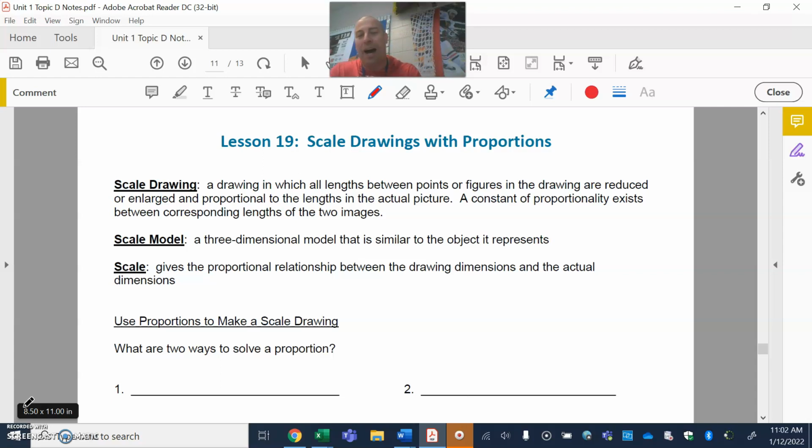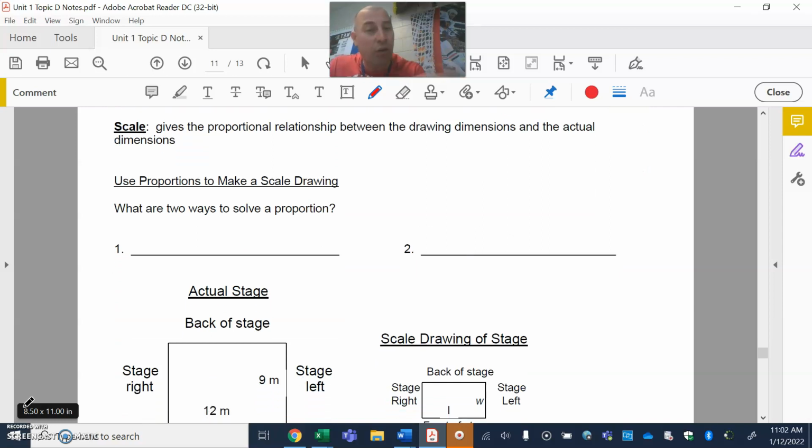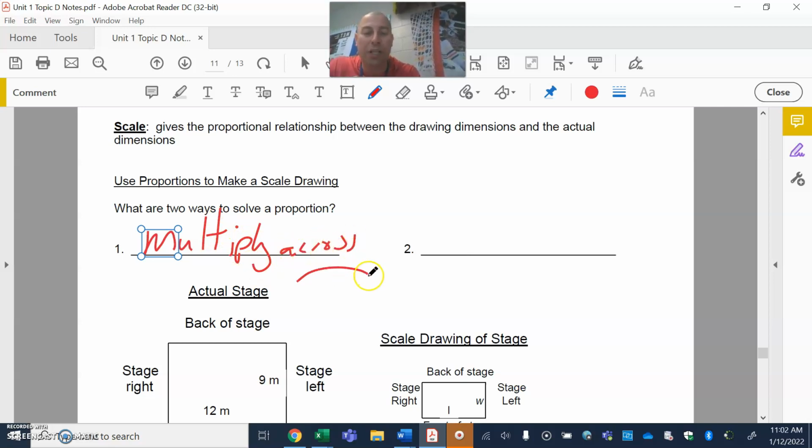So scale model, fine. It's three-dimensional. The scale just tells you, this is what we're doing to adjust it. So do keep in mind that when we solve our proportions, we can use our equivalent ratios. In other words, you can simply multiply across. So what are you multiplying by?